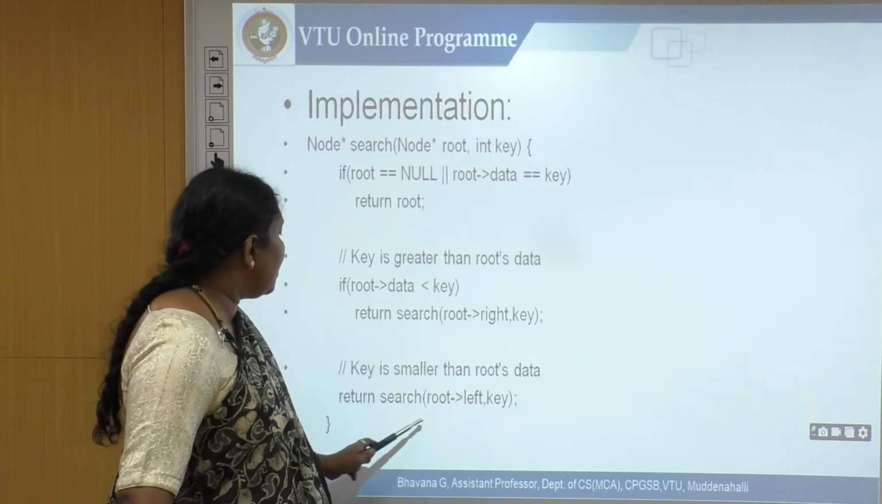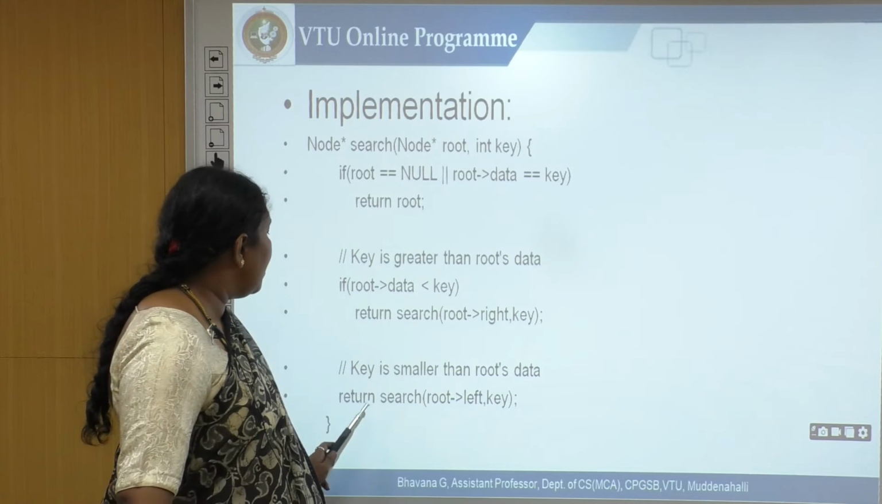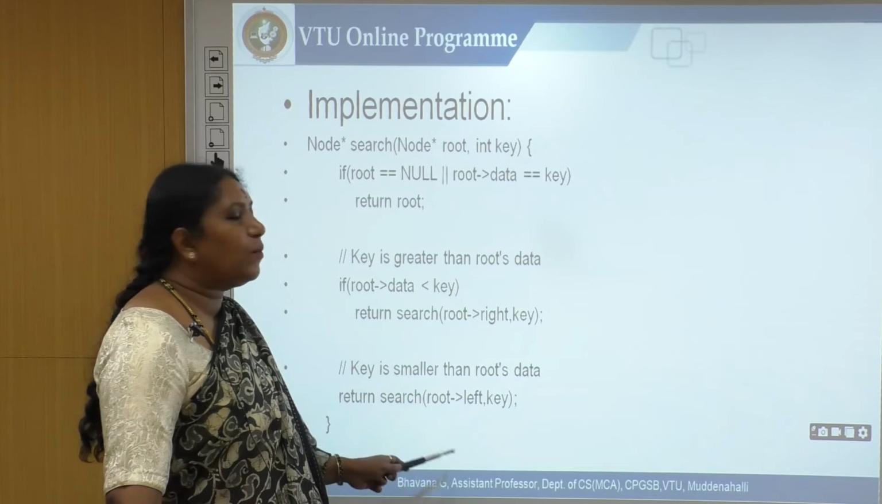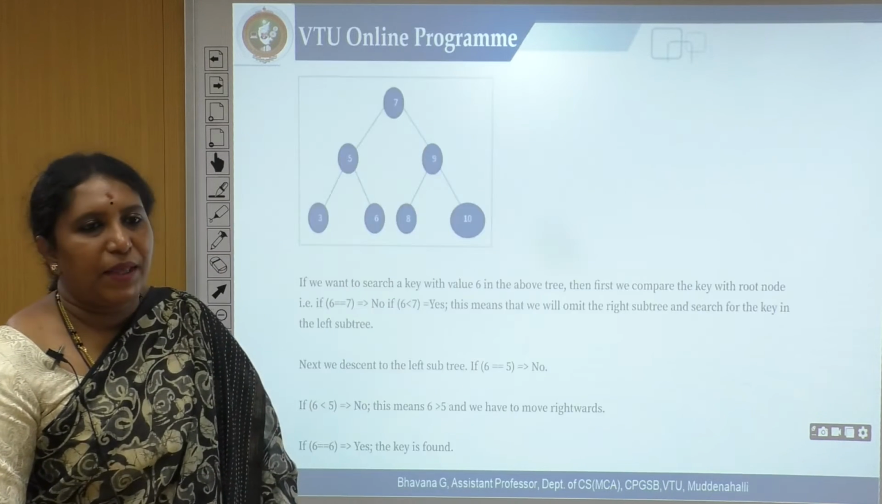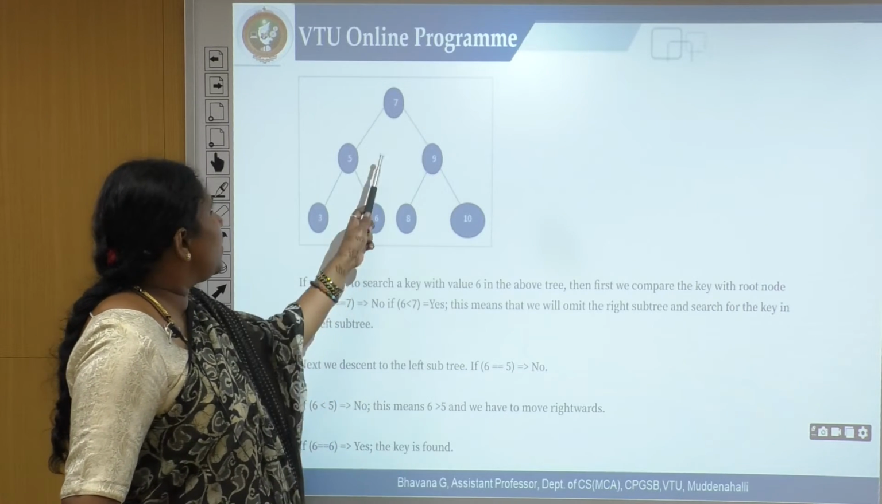If it is greater than the root data, I am going to search in the right part. If it is smaller than the root data, I am going to search in the left part. So see here, with the example, if you want to see, there is a tree here.